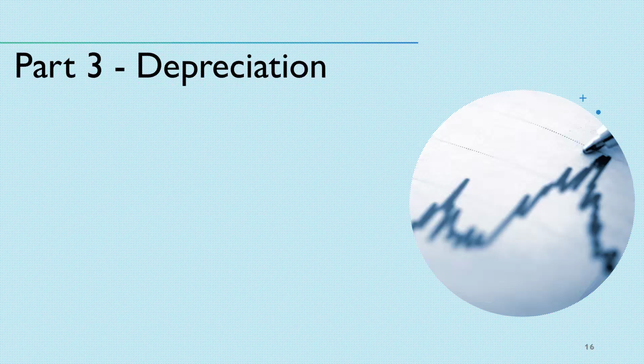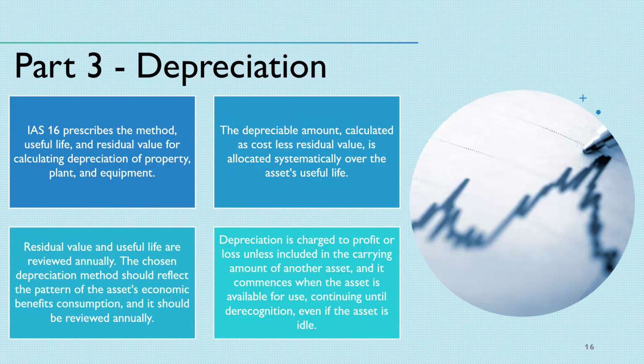Let's move on to the third part, depreciation. IAS 16 prescribes the method, useful life, and residual value for calculating depreciation of property, plant, and equipment. Depreciation is the systematic allocation of an asset's depreciable amount over its useful life. The depreciable amount is calculated as cost less residual value and is allocated systematically over the asset's useful life.